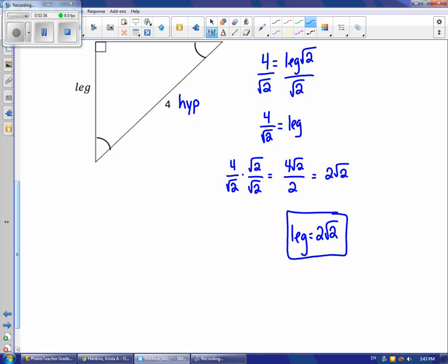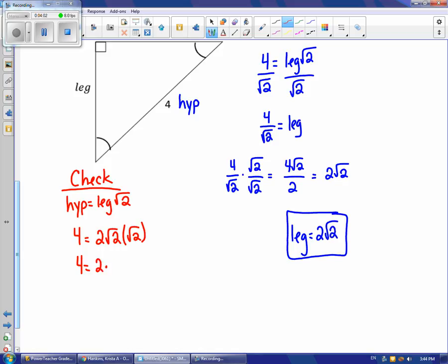Now if I want to check this, I know that my hypotenuse equals my leg times the square root of 2. So I know my hypotenuse is 4. My leg that I discovered was 2 square root of 2. If I multiply all of that out, square root of 2 times the square root of 2 is 2. 2 times 2 is 4. 4 equals 4, and we're good to go.